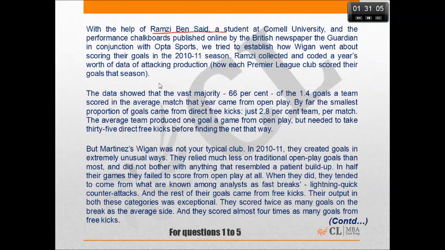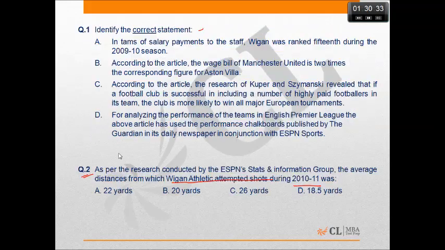Great. Okay. And the performance was published online in British newspapers in conjunction with Opta Sports. Okay. Ramsey collected and coded years' worth of data. So the vast majority, 66% of the 1.4 goals that teams scored in the average match, came from open play. By far the smallest portion of goals, etc. Martinez's Wigan. Okay. Martinez's Wigan was not a typical club. Roberto Martinez is there. So Martinez... okay, Roberto Martinez was there. Maybe I missed him somewhere.